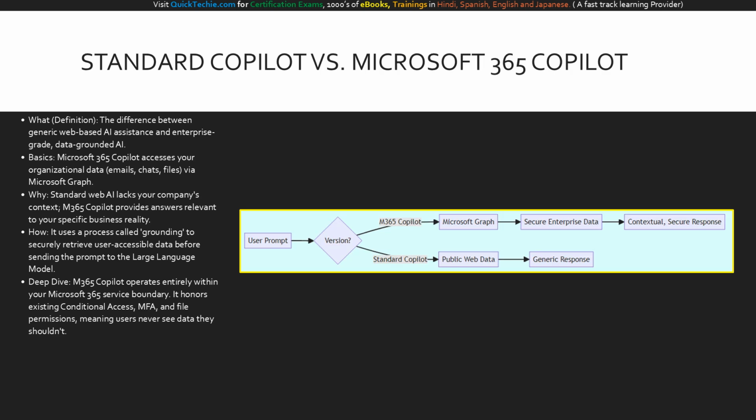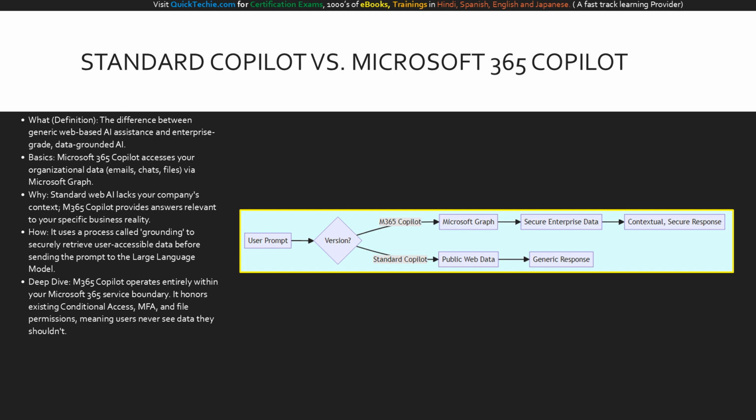The most common point of confusion is the difference between standard web Copilot and Microsoft 365 Copilot. What is the fundamental difference? Data grounding. Standard generative AI knows the public internet, but it knows nothing about your company. Microsoft 365 Copilot, however, accesses your proprietary organizational data, your emails, chats, and files through Microsoft Graph. Why is this revolutionary? It means the AI can draft a proposal based on a meeting you had yesterday. How it achieves this is through a process called grounding, where it securely pulls relevant files to enrich your prompt before the AI model ever processes it.